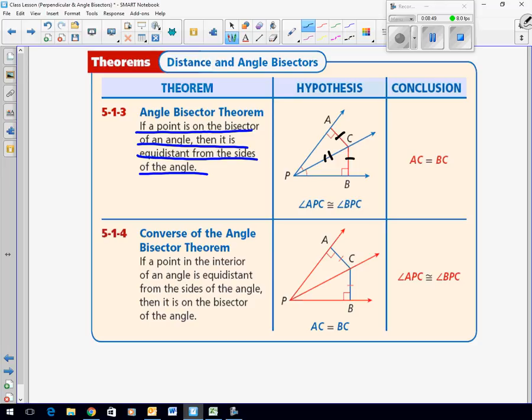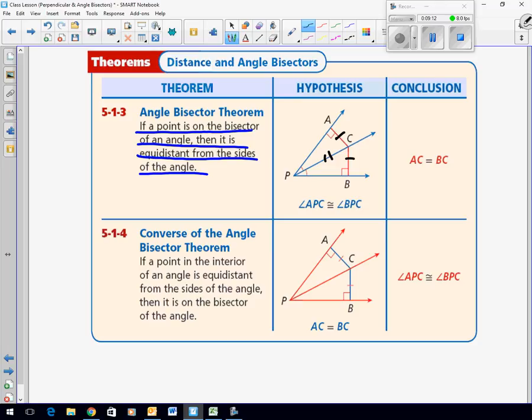After I've proved triangle congruency, I could say, hey guys, would AP be congruent to BP? And you could say yes, because CPCTC. You have to prove triangles are congruent before you can use CPCTC.